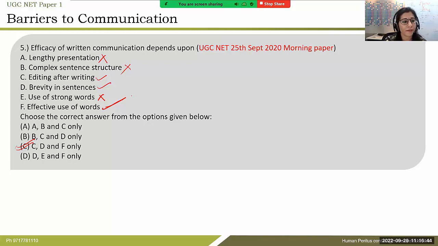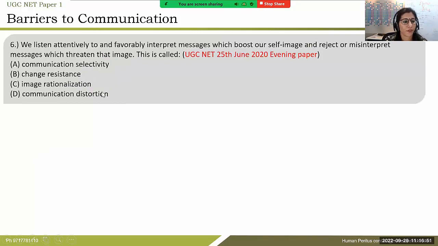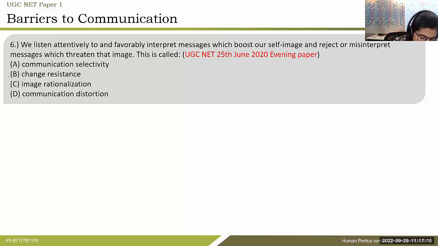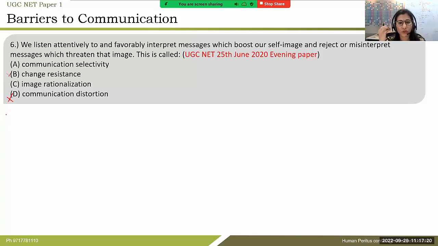All right. Moving ahead. Next question. We listen attentively to and favorably interpret messages which boost our self-image, and reject or misinterpret messages which threaten that image. All right, this is called communication selectivity, change resistance, image rationalization, communication distortion. See, two straightaway options you can eliminate is option number B, which is change resistance and communication distortion. This cannot and do not fit into the definition which is given there.